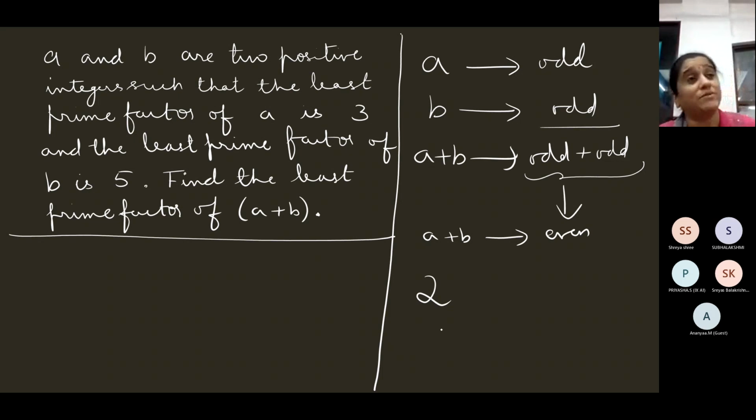You cannot find what the numbers are, but you can always find the least prime factor of A plus B. We don't know the numbers A and B, but both are odd numbers. So when you find their sum, it is even. If it is even, then the least prime factor will be 2. So the least prime factor of A plus B is 2.